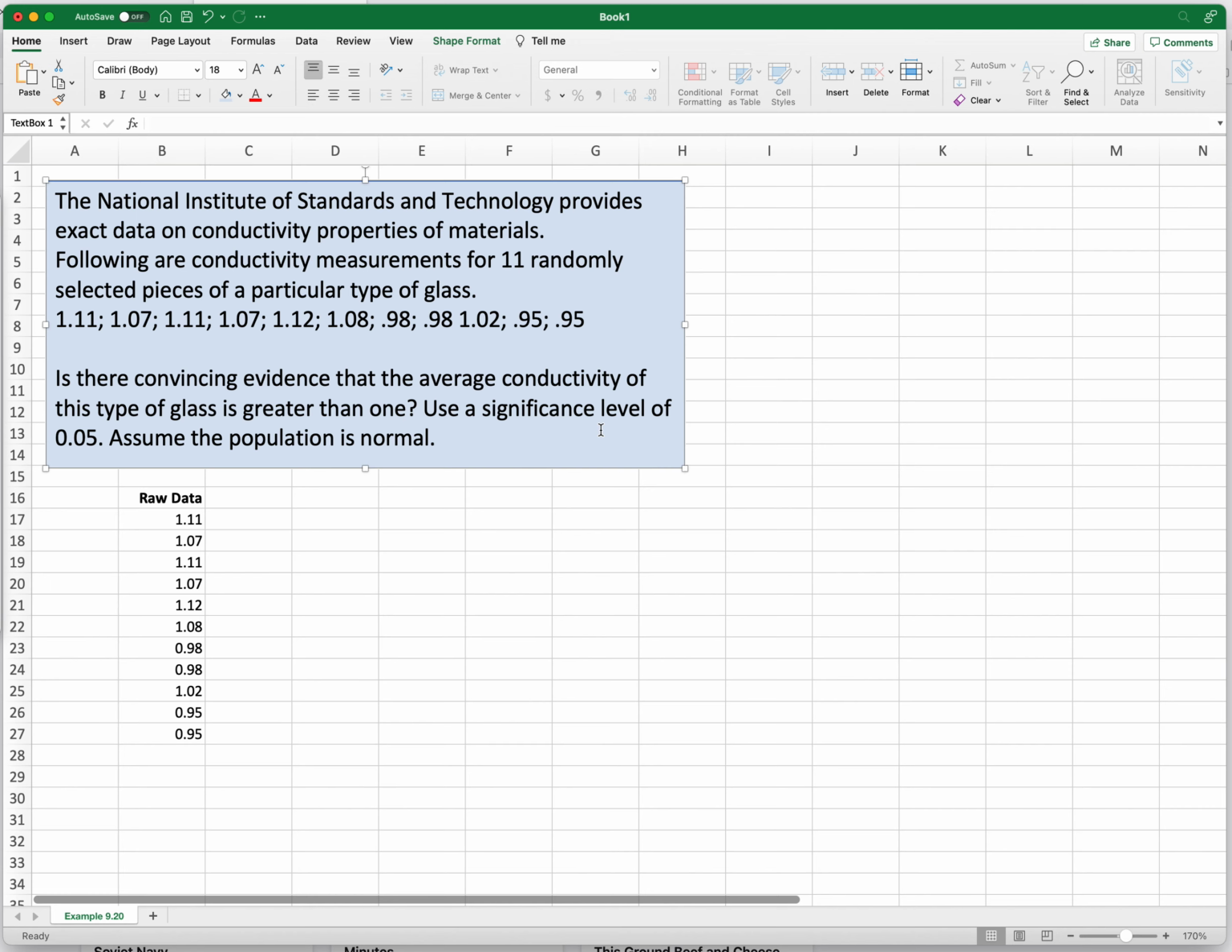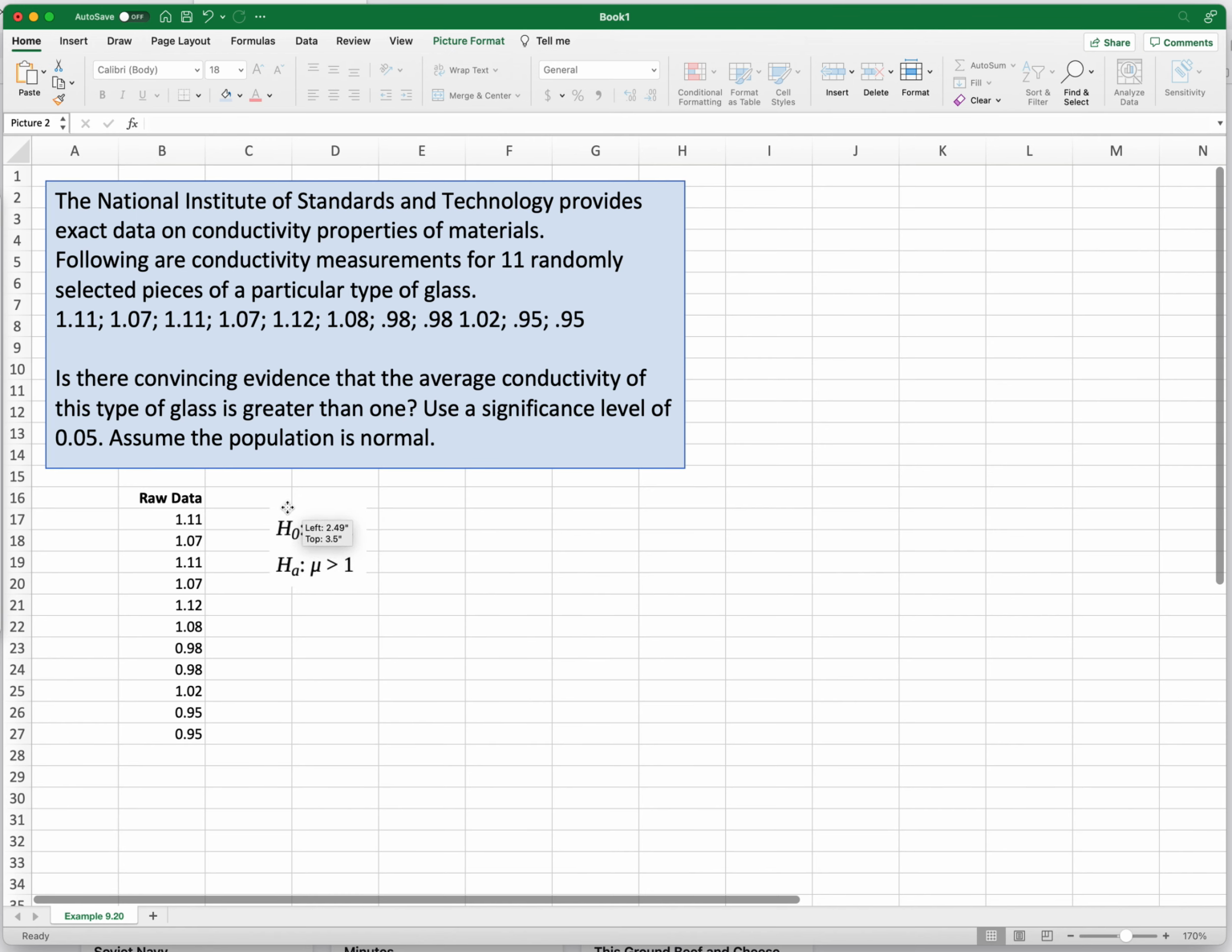Use a significance level of 0.05. We can assume the population is normal. We don't have the population standard deviation. We have a small sample, therefore we have to use a t-distribution in this hypothesis. And the hypothesis is pretty simple.